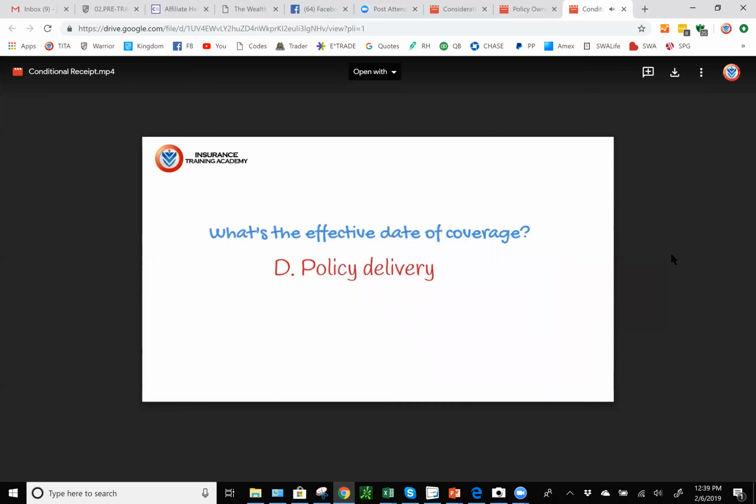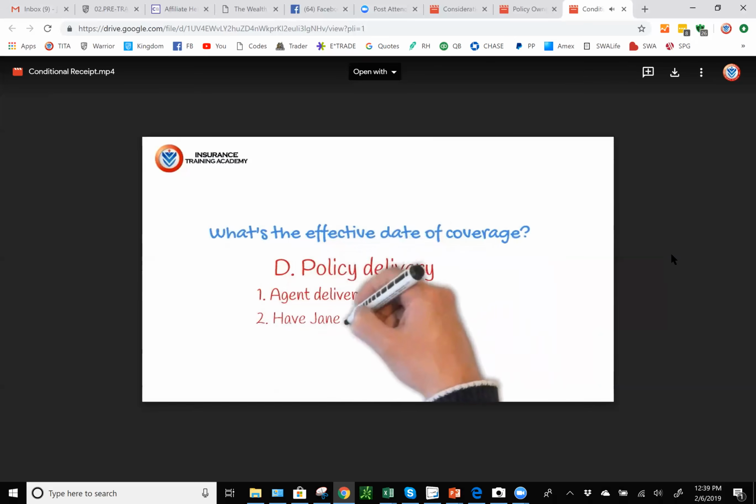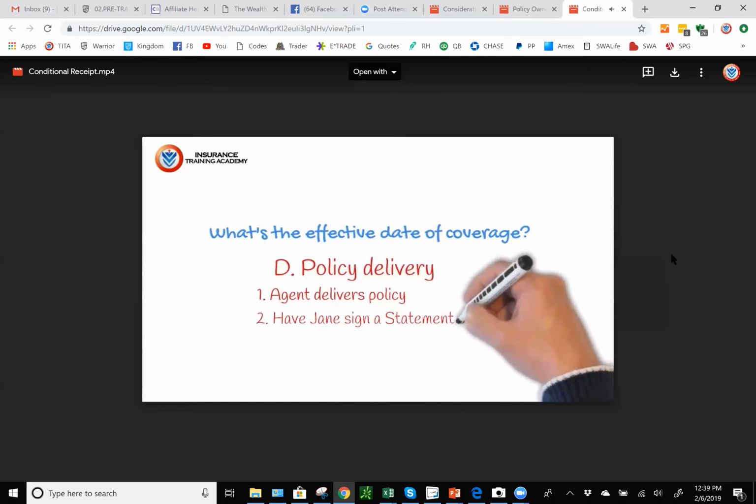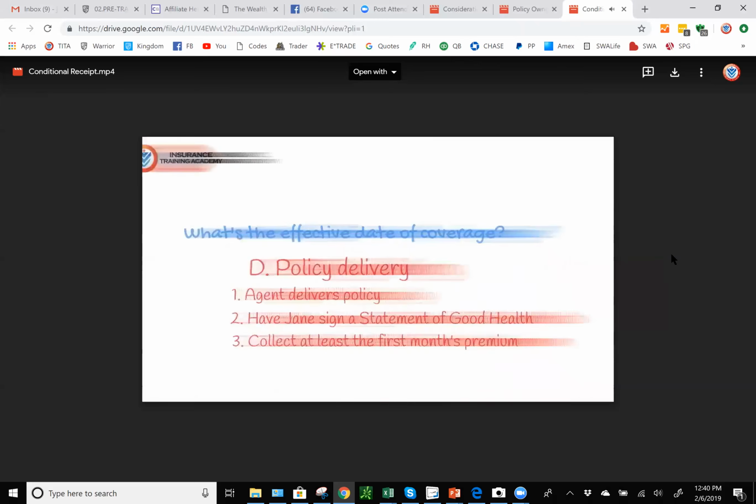But here's what has to happen on policy delivery. The agent always delivers the policy, has to have Jane sign a statement of good health stating her health hasn't changed. And the agent has to collect at least the first month's premium, and that's when coverage goes into effect.